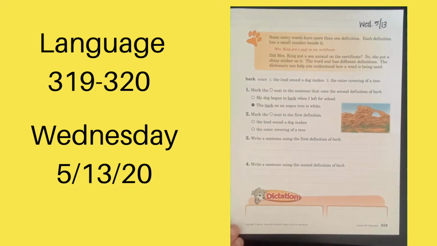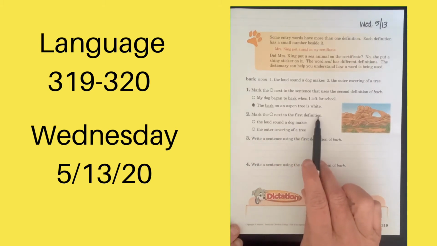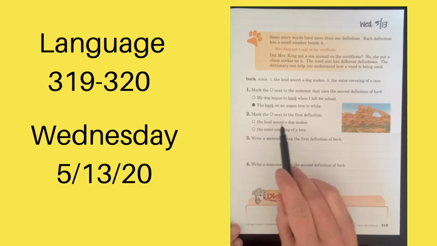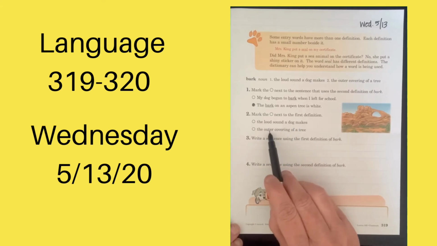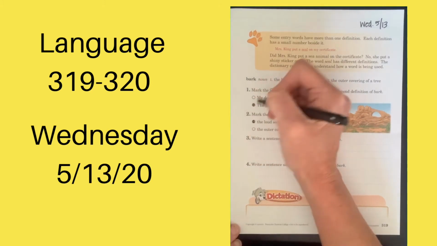So we'll mark it. The next one says, mark the circle next to the first definition. So now we want the sound the dog makes. The loud sound a dog makes, or the outer covering of a tree. Well, we want the loud sound the dog makes.